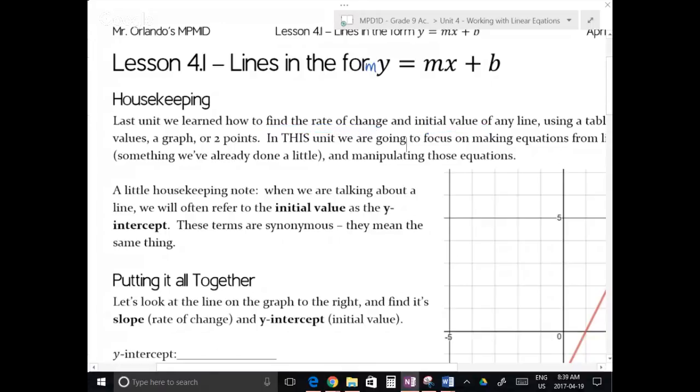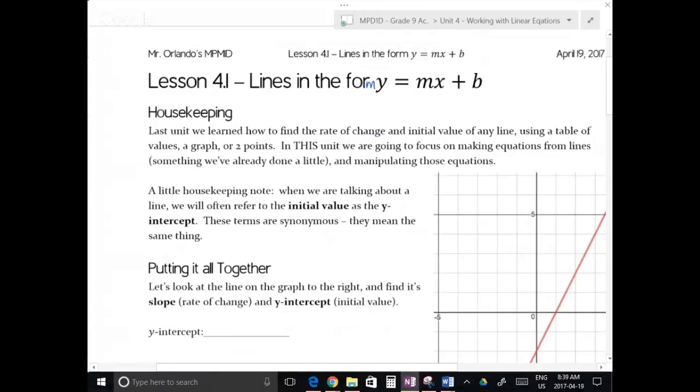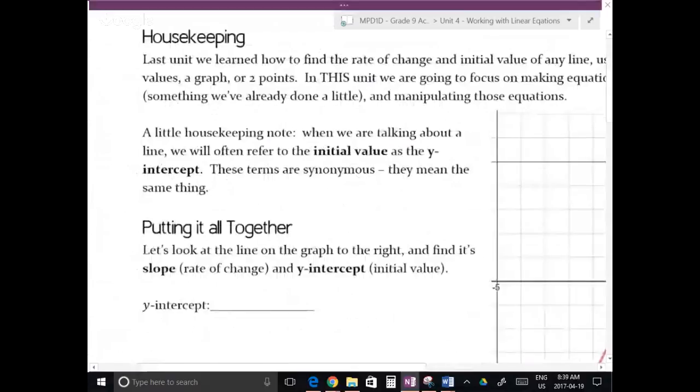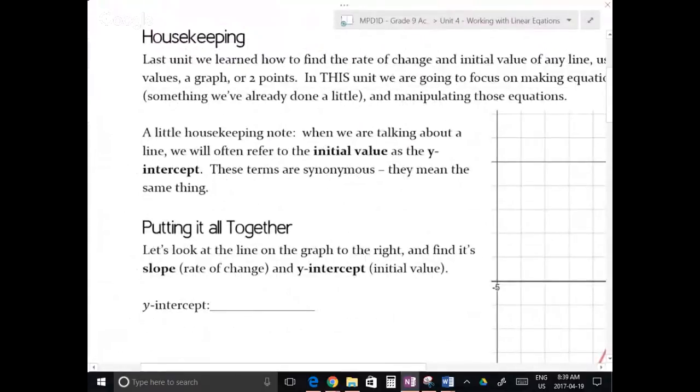This unit, we're going to talk about what to do with that. I just want to give a little piece of housekeeping, which is we often refer to the initial value as the y-intercept. More often than not, when we talk about the initial value, the starting value, on a graph, we talk about it as the y-intercept. Why do I call it that?